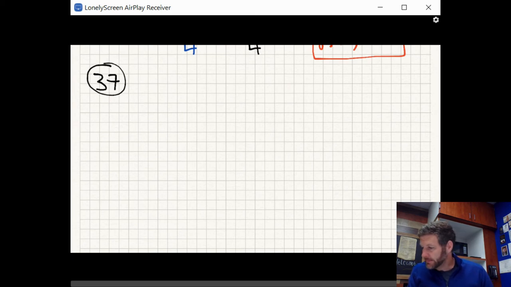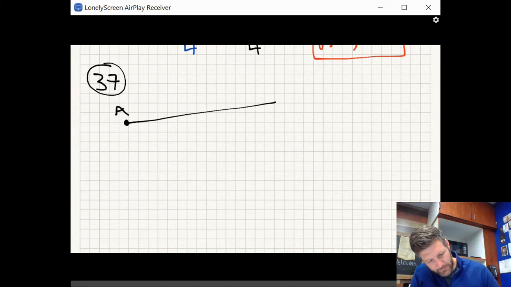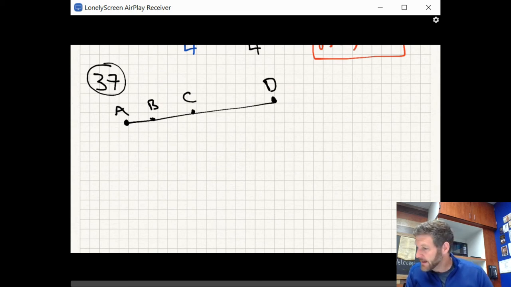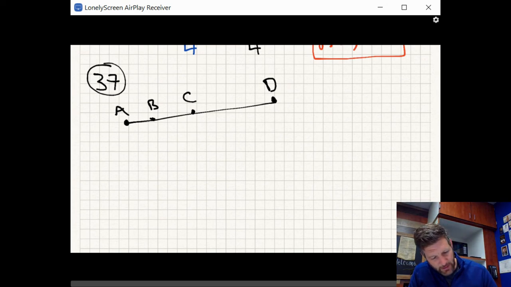Okay, 37. We've got this line here, a segment, and we've got points A, B, C, and D. And it is saying that C is the midpoint of AD. Okay, so I'm going to start writing some of this out. So C is right in the middle of A and D, so those two things are equal.